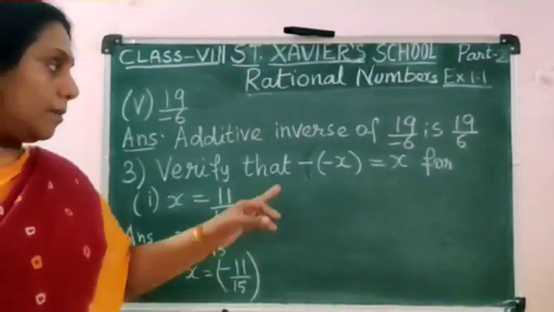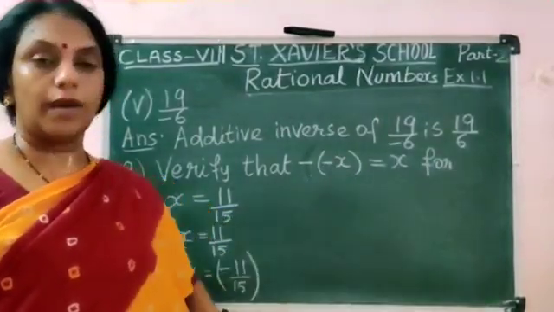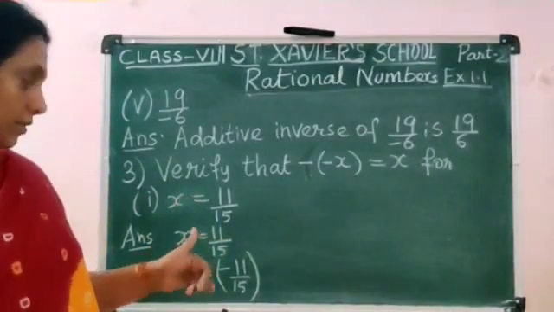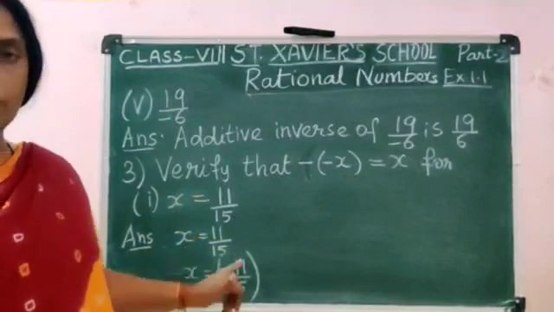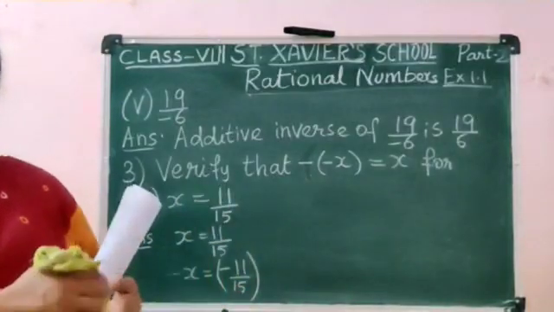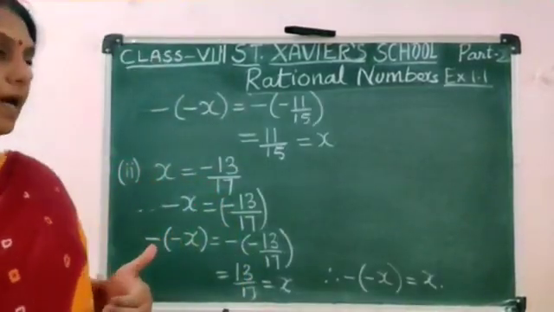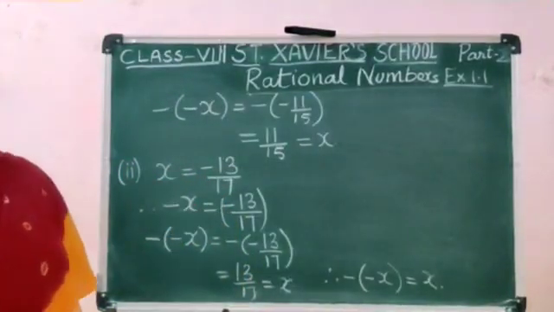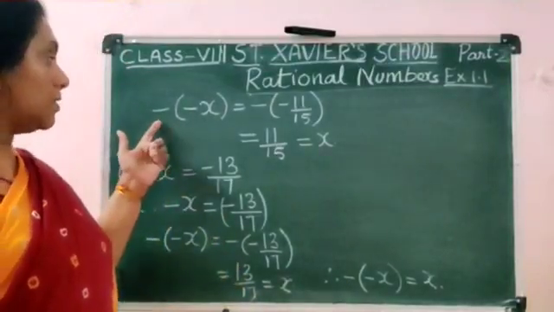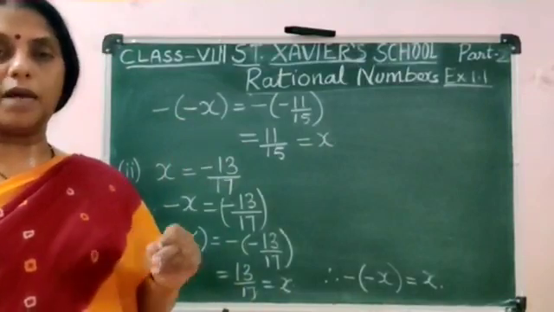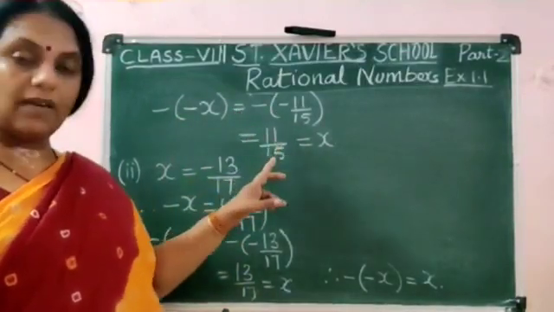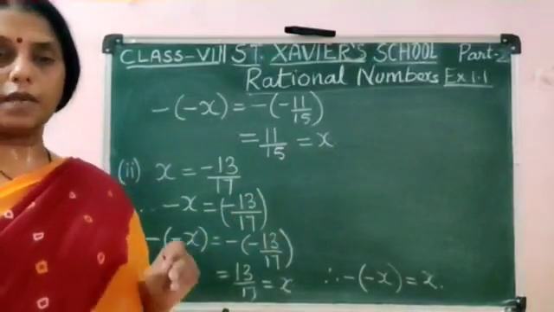Verify that minus of minus x equals x. For the first one, x equals 11 by 15. So we have written x equals 11 by 15, minus x equals minus 11 by 15. Now again we will keep a minus before that. So minus of minus x equals minus of minus 11 by 15. Minus and minus will become plus, so it will become 11 by 15. What is 11 by 15? It is x.